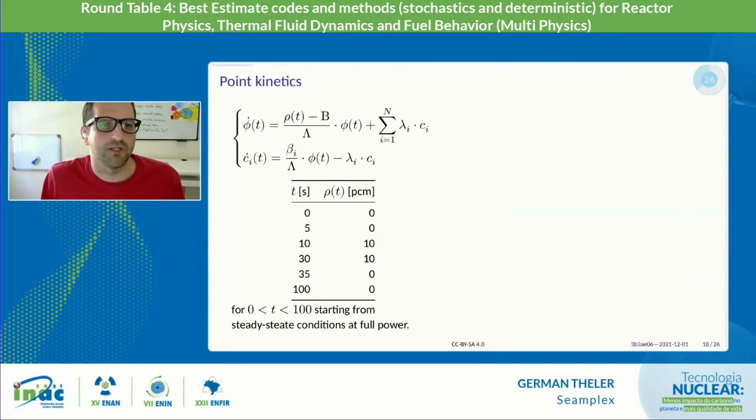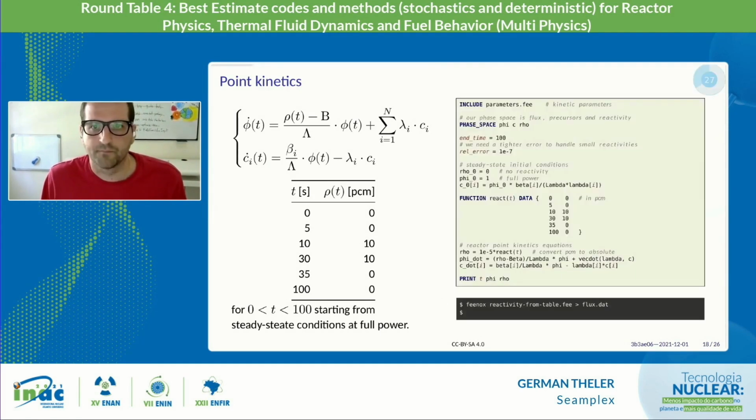But in particular, let's say we want to solve point kinetics, which is what I wanted to do back in 2006. So we have our equations, and we have, say, a reactivity table versus time. So we create an input file. Essentially, we say which are the steady-state initial conditions, which are the equations that we want to solve. We give a table. So this table is here, the equations are here, and some settings about the end time and that stuff.